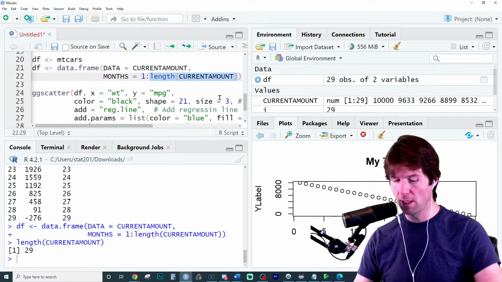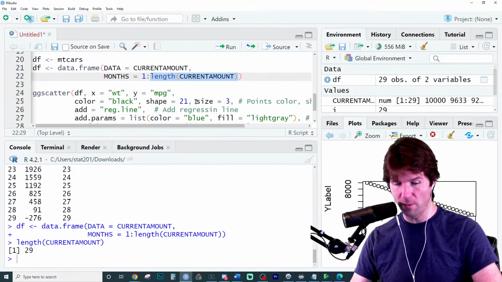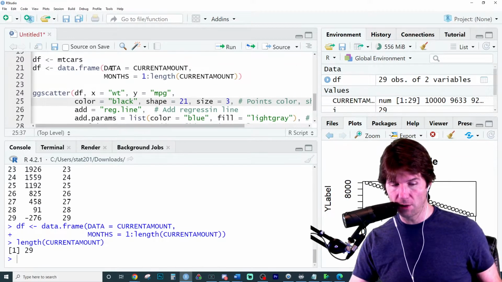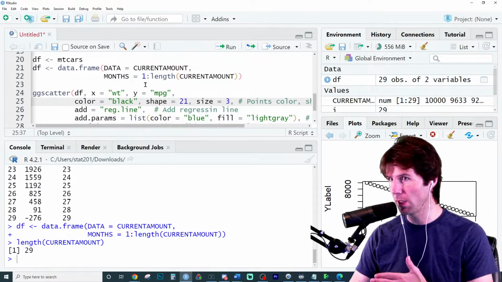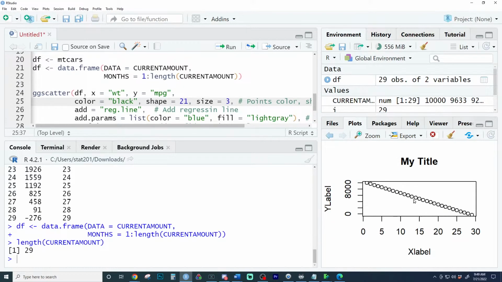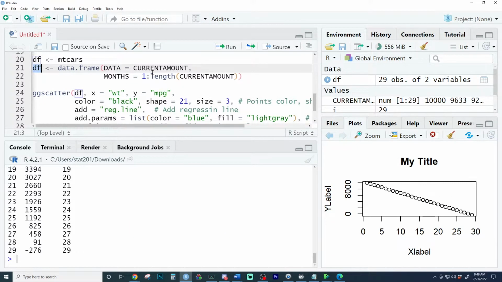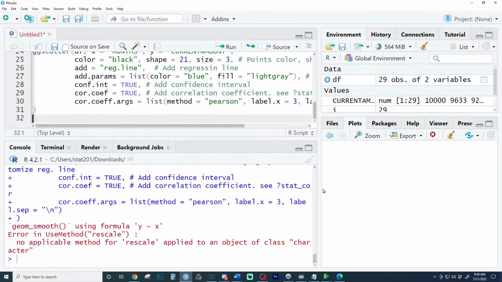How are we doing? I know I've written a bunch of code on the screen, but I've just made a data frame of 2 values. The current amount is what data is. And then 1 through the length of current amount, which is 1 through 29, is the amount of months. I'm basically replicating this right here into a data frame such that I can take the data frame and say we're interested in the current amount. And then the months is going to be the x variable of interest. And then we get right here.